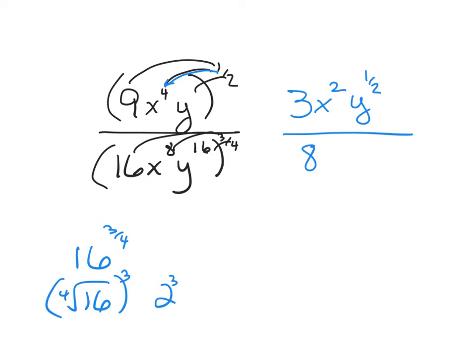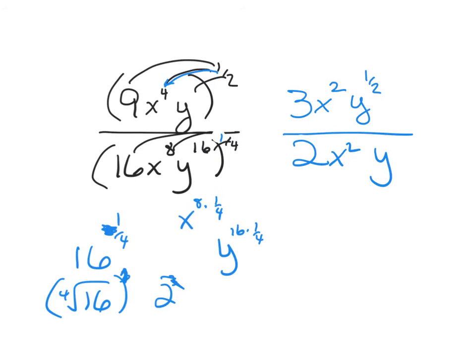Now what I can do is, actually let's make it 1/4. Let's make it a little easier. Let's just make this a 2. We won't do the 3. So then this will become 2 instead of an 8. And now I'm going to do x to the 8th times 1/4, so it becomes x squared. Then y to the 16th times 1/4, and it'll become y to the 4th.